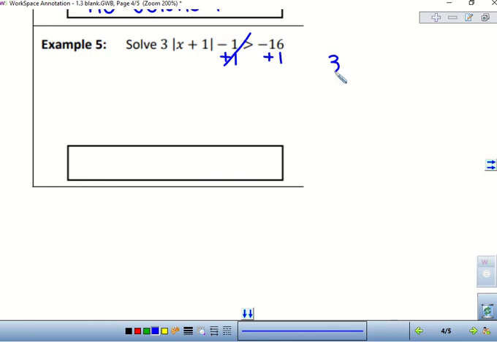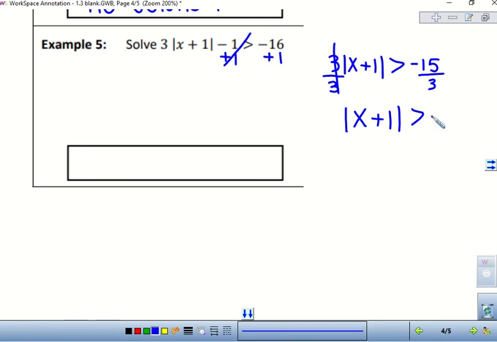That's going to become 3 times the absolute value of x plus 1 is greater than what? Negative 15. Next step is to divide both sides by 3, which leaves us with the absolute value of x plus 1 is greater than what? Negative 5. Take a look at your chart and determine which situation you think this one is. Good, this is all real numbers.